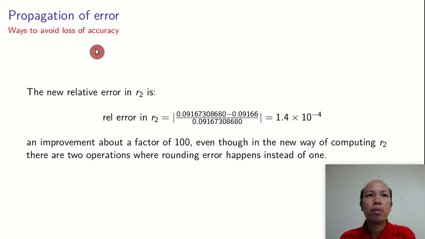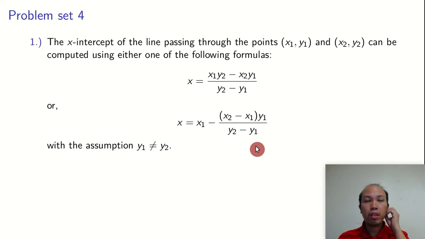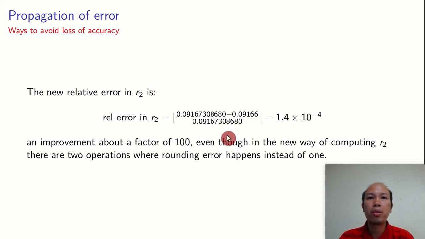Okay, that's it for how to avoid loss of accuracy. One way is you have to rationalize, and also you will experience in this problem set number 4 what the other ways are on how to avoid loss of accuracy.